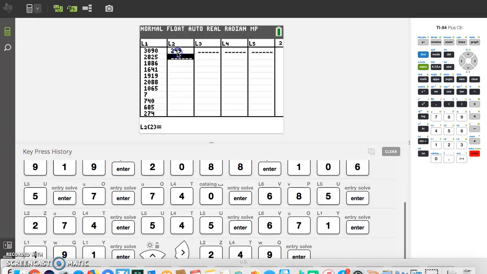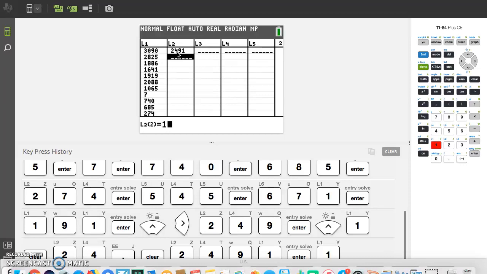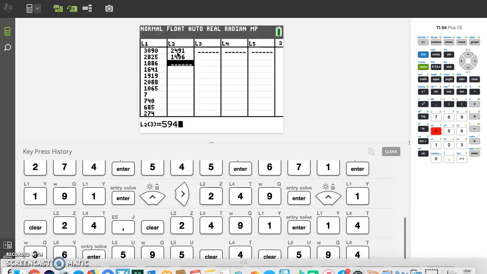And look what I just did. I made a mistake. That's why you really got to check your work as you go. So this one was supposed to be 2491. There we go. And just keep entering and press enter. 594.